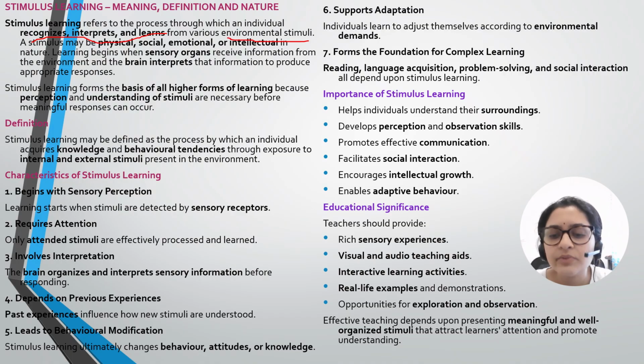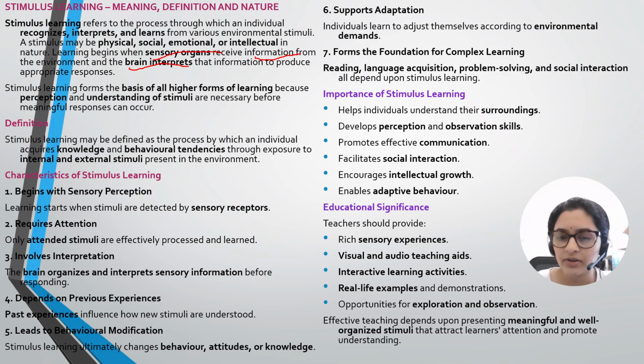That means the forces which are present in the environment. So these forces will push an individual to recognize, interpret, and learn. This stimulus may be physical, social, emotional, or intellectual. Learning begins with stimulus learning, it begins with sensory organs. These sensory organs will receive the information from the environment and the brain will interpret that information and produce appropriate responses.